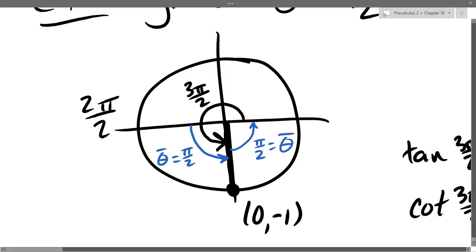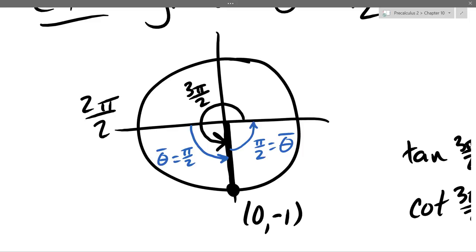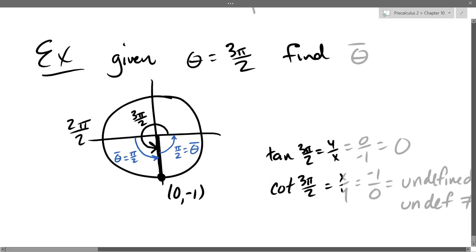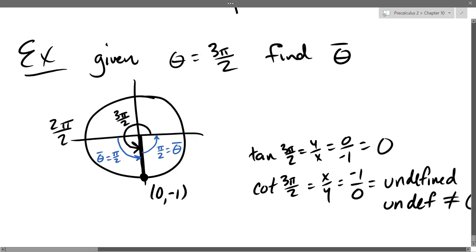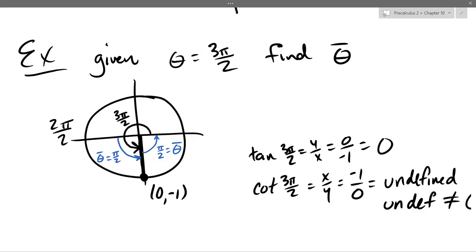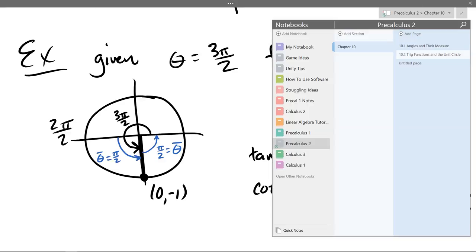The only other place this could happen is the positive y-axis, but if you are on the positive y-axis, you don't really need a reference angle. Again, because I didn't really need a reference angle on this problem, I just wrote down the coordinates right away. So I think that will be enough review of the reference angle. And again, I put this into 10.2, not 10.3. Not a huge deal where you write this in your notes, as long as you remember it.